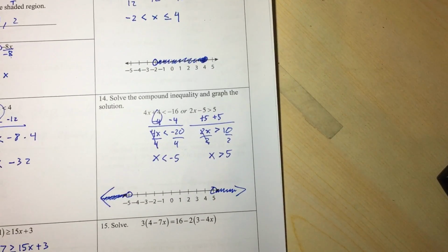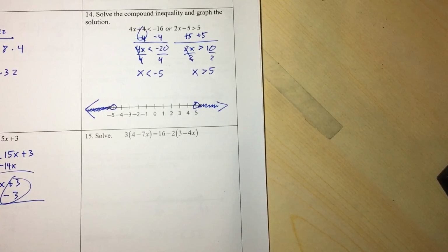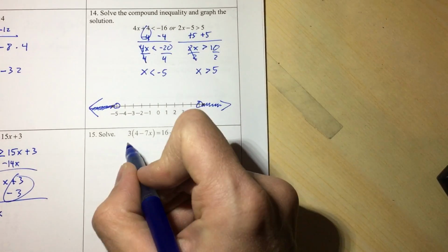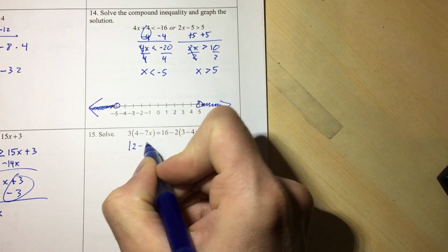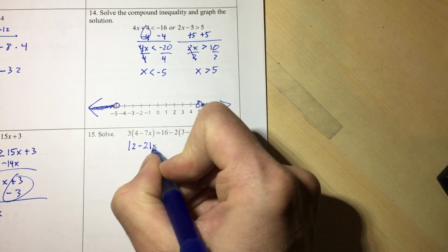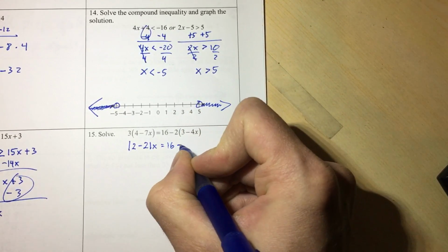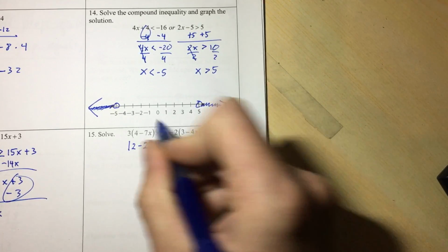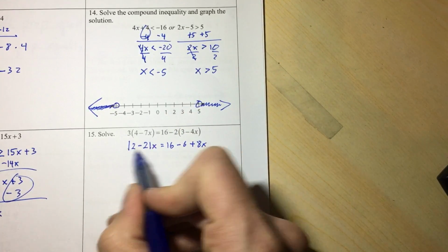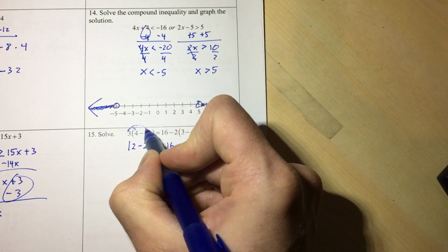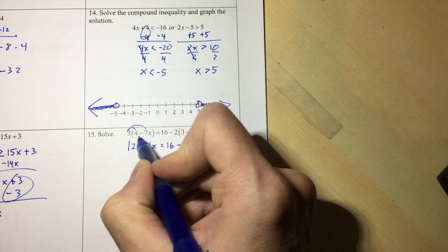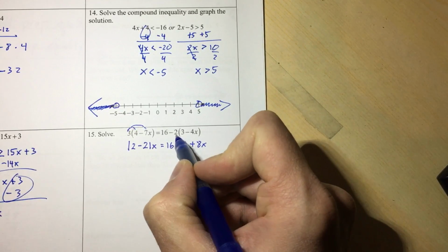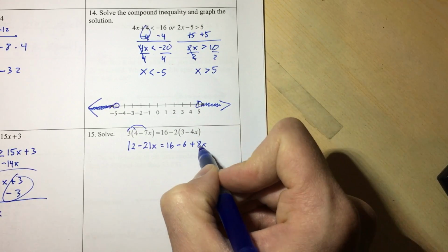Okay. And then last but not least, Big Daddy problem. If you can do this one, you're money in the bank here. So we got 12 minus 21x equals 16 minus 6 plus 8x. So all I did to go from here to here is distribute that 3. 3 times 4 is 12. 3 times -7 is -21. -2 times 3 is -6. -2 times -4 is +8.